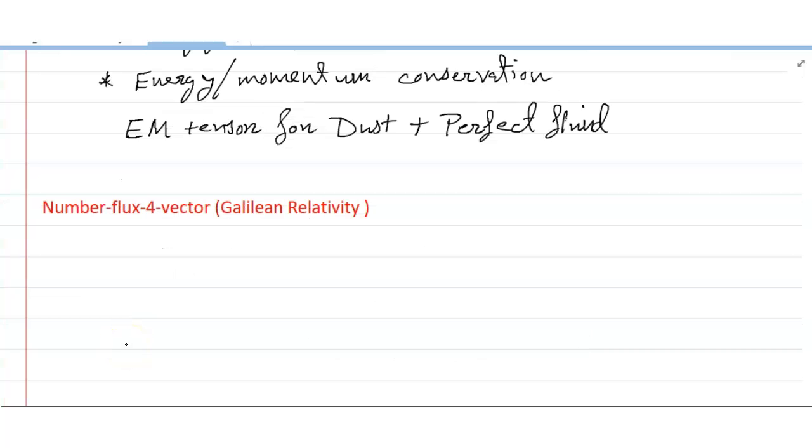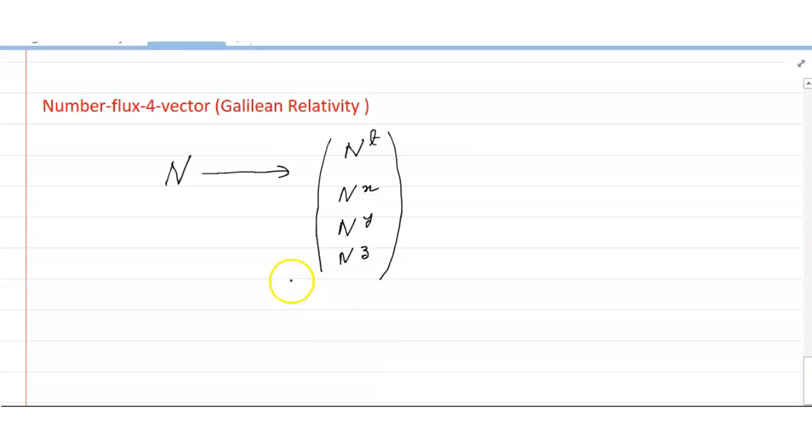Now let's start to discuss the number flux four-vector in Galilean relativity. So friends, N tends to (N_t, N_x, N_y, N_z). The time component gives the number density for a group of particles, and the spatial components give the current density for the three spatial directions.